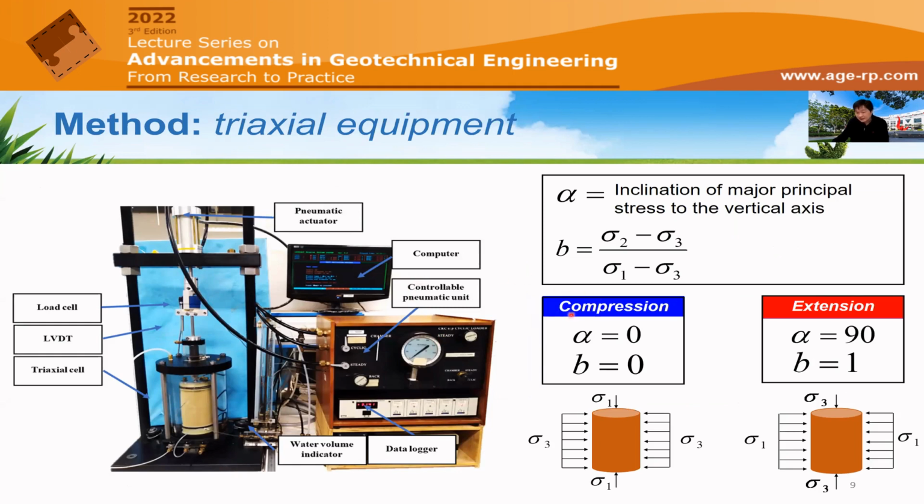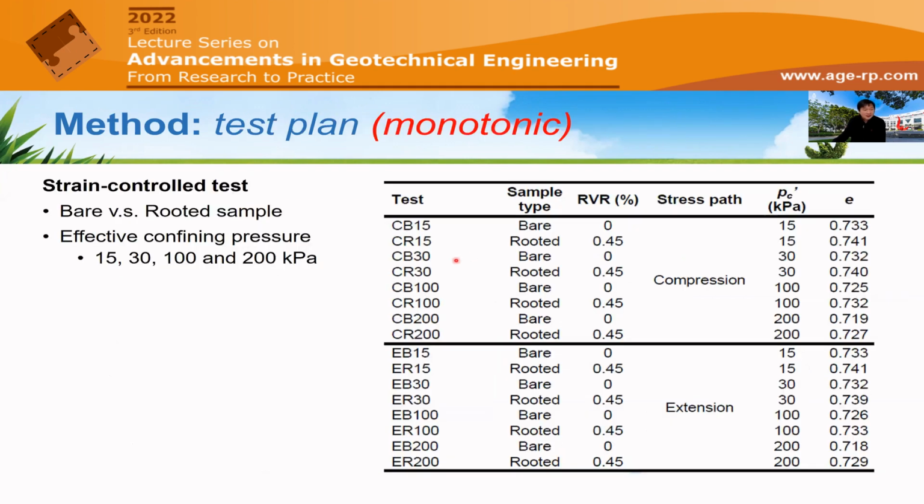So we can apply exactly triaxial compression and triaxial extension to the samples by carefully controlling the B value, which is 0 for the compression case and 1 for the extension case. This is pretty standard, and I won't go into details. And that is the test plan.